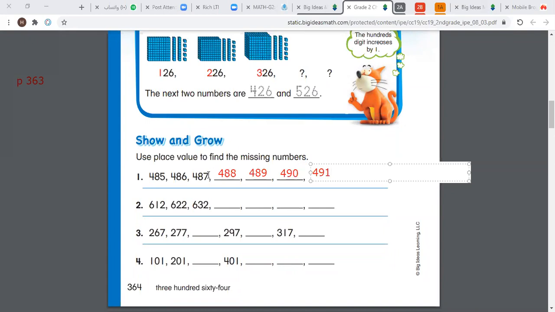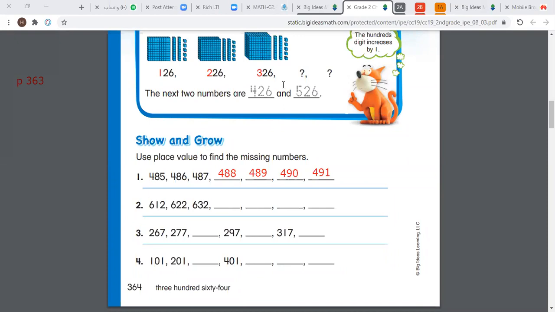Grade 2A. 612, 622, 632. Where is the difference? Here we have 600, 600, 600. No difference in the hundreds digits. What about tens? 1 ten, 2 tens, 3 tens. In tens we increase 1. So here we have 1 ten, 2 tens, 3 tens. The next one must be 4 tens.